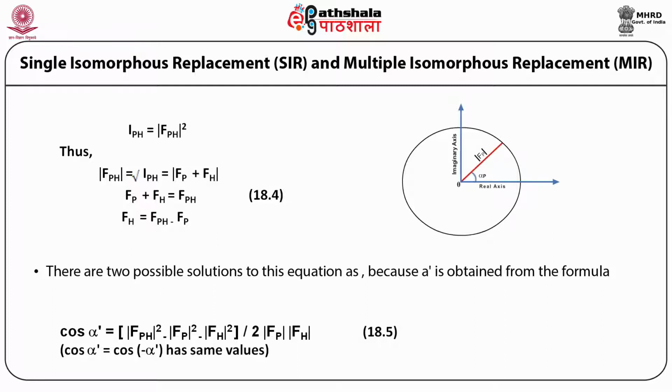But there are two possible solutions to this equation, because we are getting alpha prime from the formula cos alpha prime equals mod FPH square minus mod Fp square minus mod FH square, divided by twice mod Fp mod FH. Because it is cos alpha prime, for both plus and minus alpha prime the value will be the same. So this is equation 18.5.